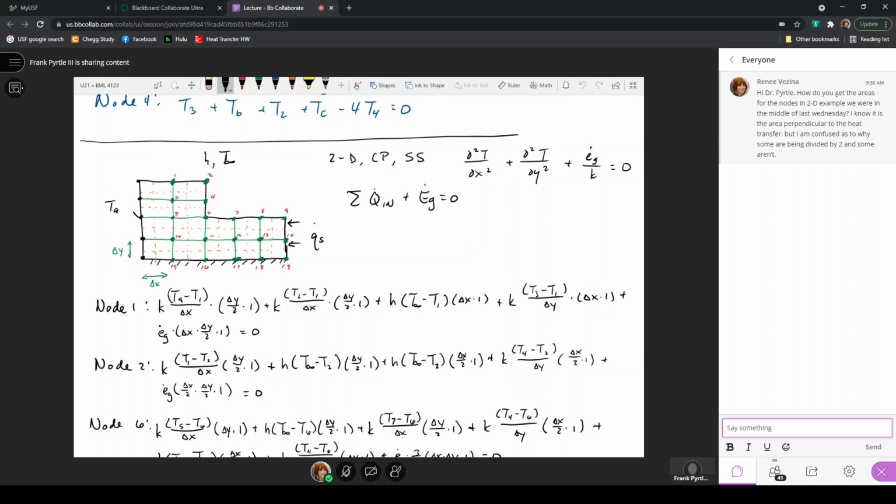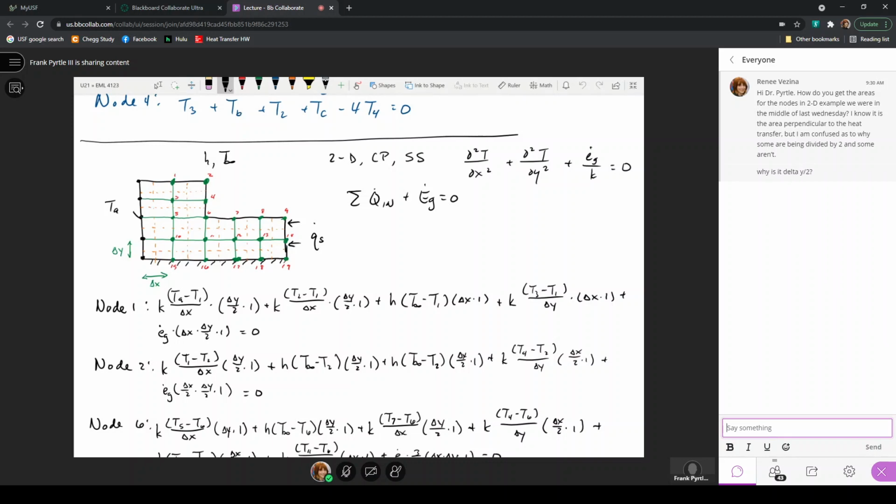And then for the generation that we were considering that's occurring in this block, the generation is the amount of generation that's actually occurring inside that volume or area that we see here, which is delta x wide and delta y over 2 tall times unit 1 into the page. So that represents a volume occupied by this material so that we can take into account the effective generation on the temperature of that node.